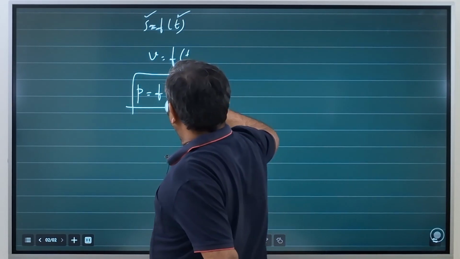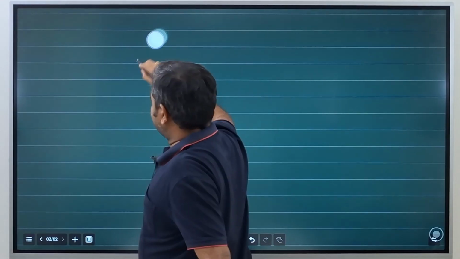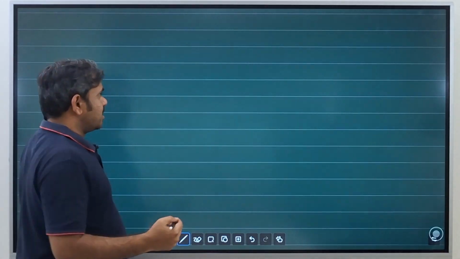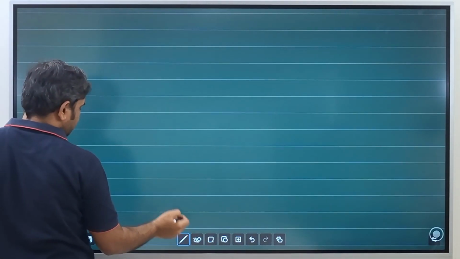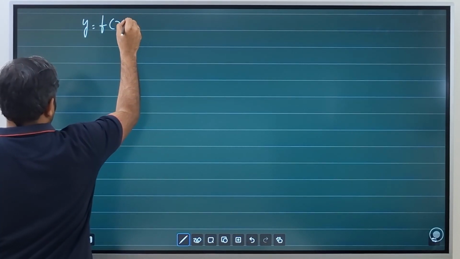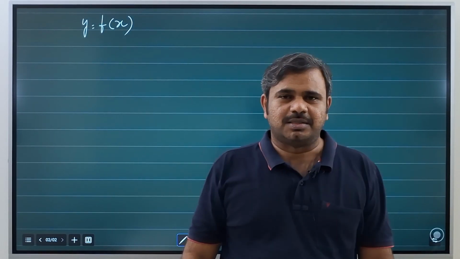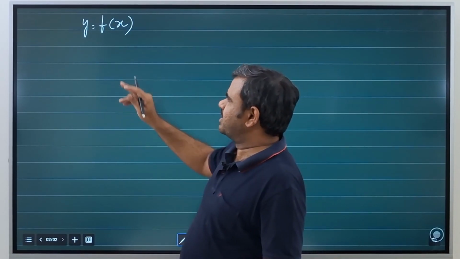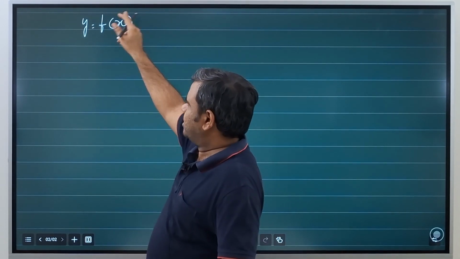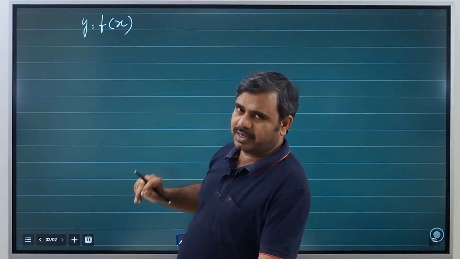So they vary. When one physical quantity varies, a physical quantity depending on that physical quantity also varies. So in general, we can write y as a function of x. Let us say x and y are two variables mathematically speaking. In physics, they are two physical quantities. Let us say there is a physical quantity y that depends on x. So this is how we mathematically write y is a function of x. It simply means y depends on x.